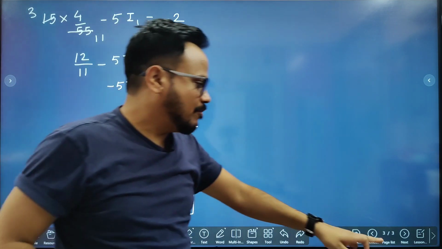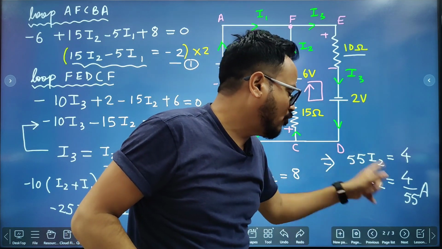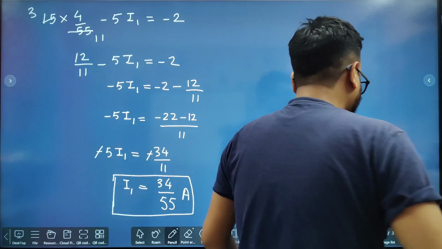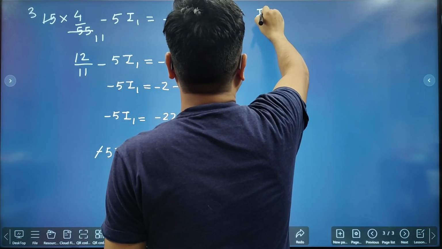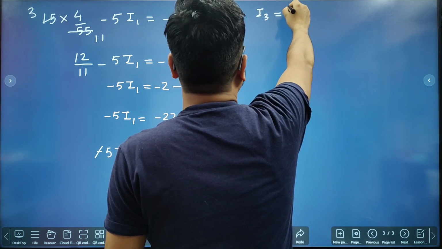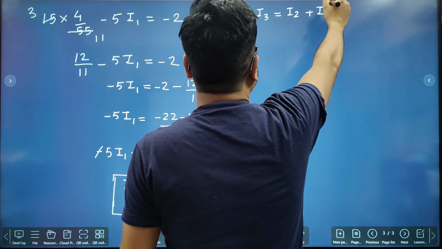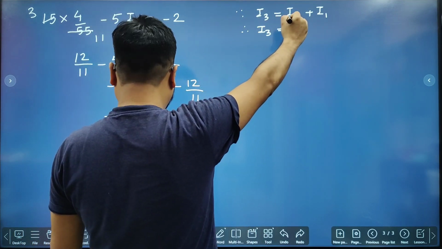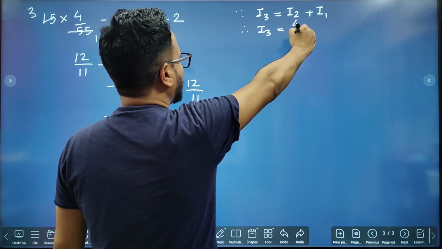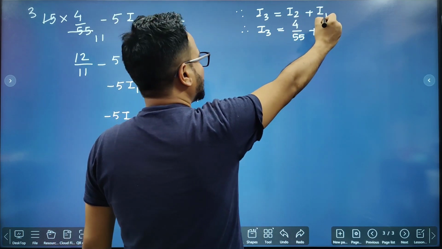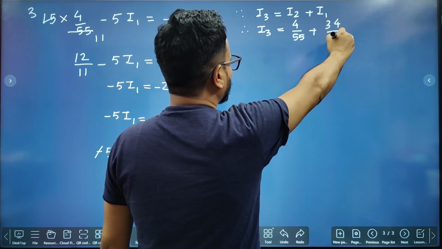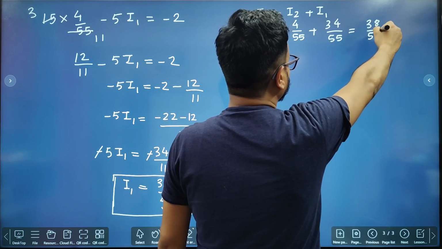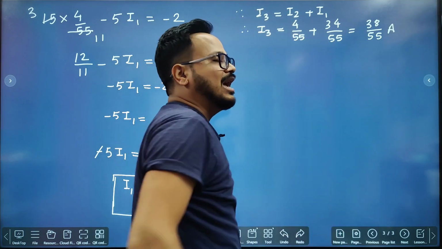So I1 is 34 by 55 and I2 is 4 by 55 and I3 is I2 plus I1. Since I3 is I2 plus I1, therefore I2 was 4 by 55 and I1 was 34 by 55. So the value of I3 is 38 by 55 ampere.